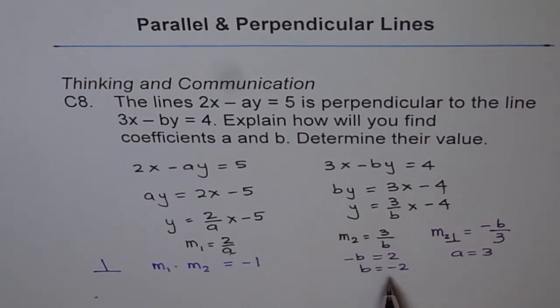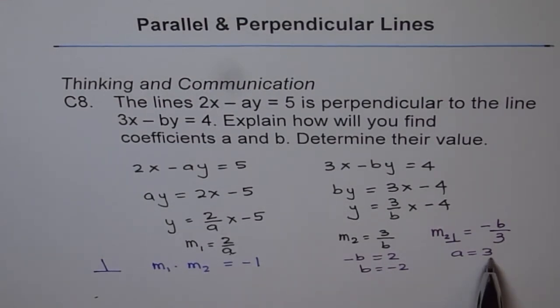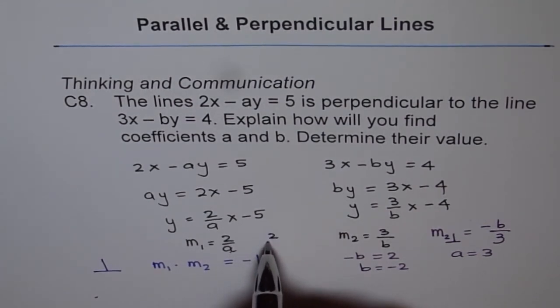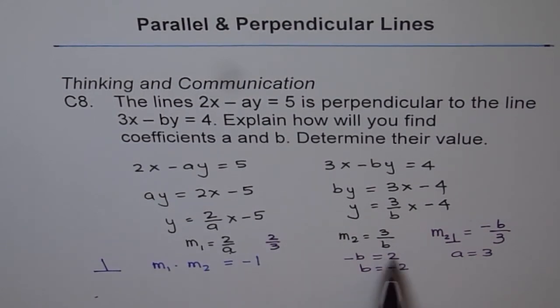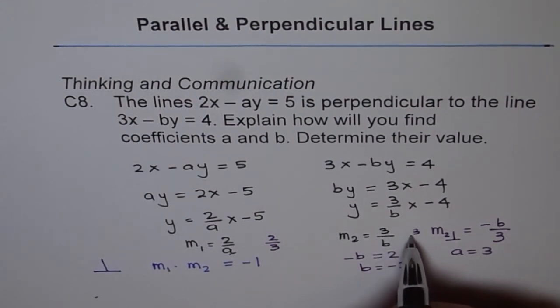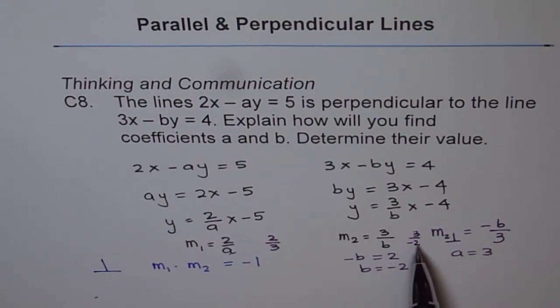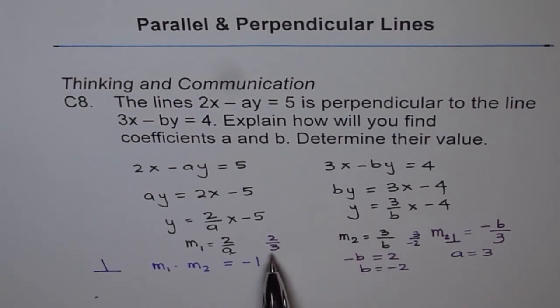That works out. Fine, let's check. If I write a as 3, I get 2 over 3. And if I write b as minus 2, then I get 3 over minus 2. So 2 over 3 and 3 over minus 2, it works. Do you see that? It works. Therefore, one possible answer is a equals 3 and b equals minus 2.